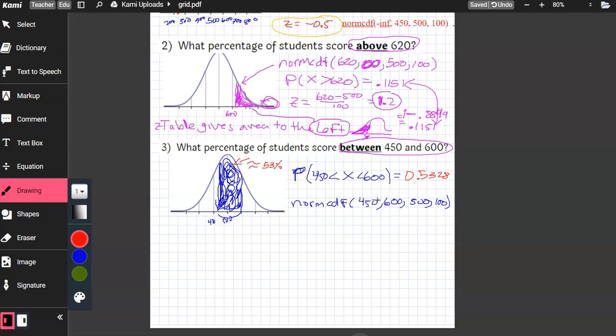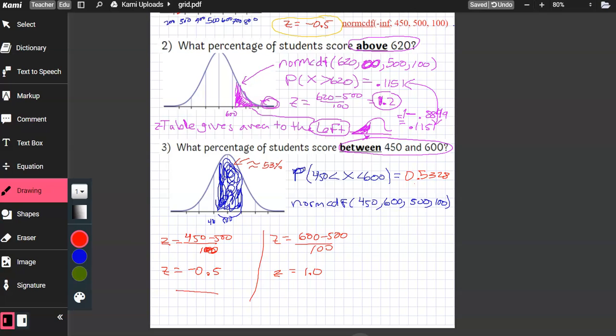If you want to do it with the table, then we've got to get the z-score for each one. So you get the z-score for 450 minus 500 over 100, and the z-score for the other one, 600 minus 500 over 100. Do that calculation for each one. For this one, you get negative 0.5, and this one is 1.0.